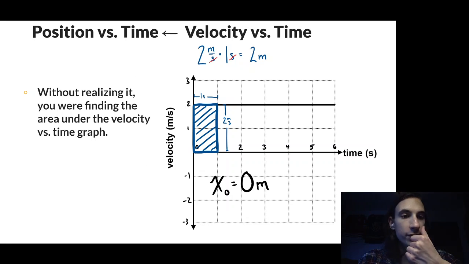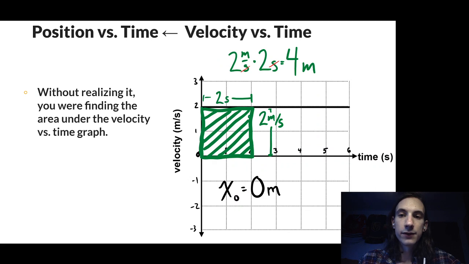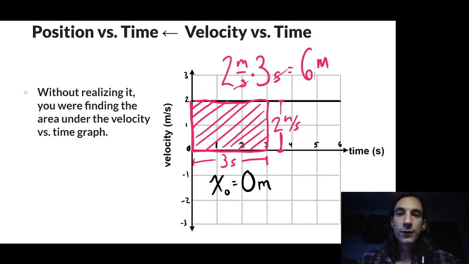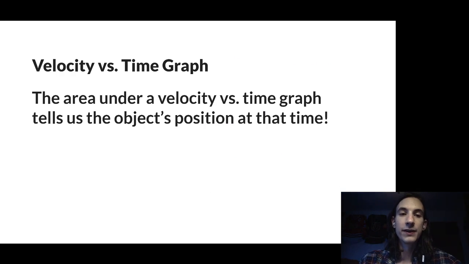So what we really were doing without realizing it is finding the area under our velocity versus time graph. This is straightforward when we have a constant velocity, but eventually we'll get changing velocities, and this idea still applies. The area under the velocity versus time graph tells us the object's position at that time. That is very important. So we can look at the full area from 0 seconds to that designated time and figure out, hey, what position are we at? Where did we end up?